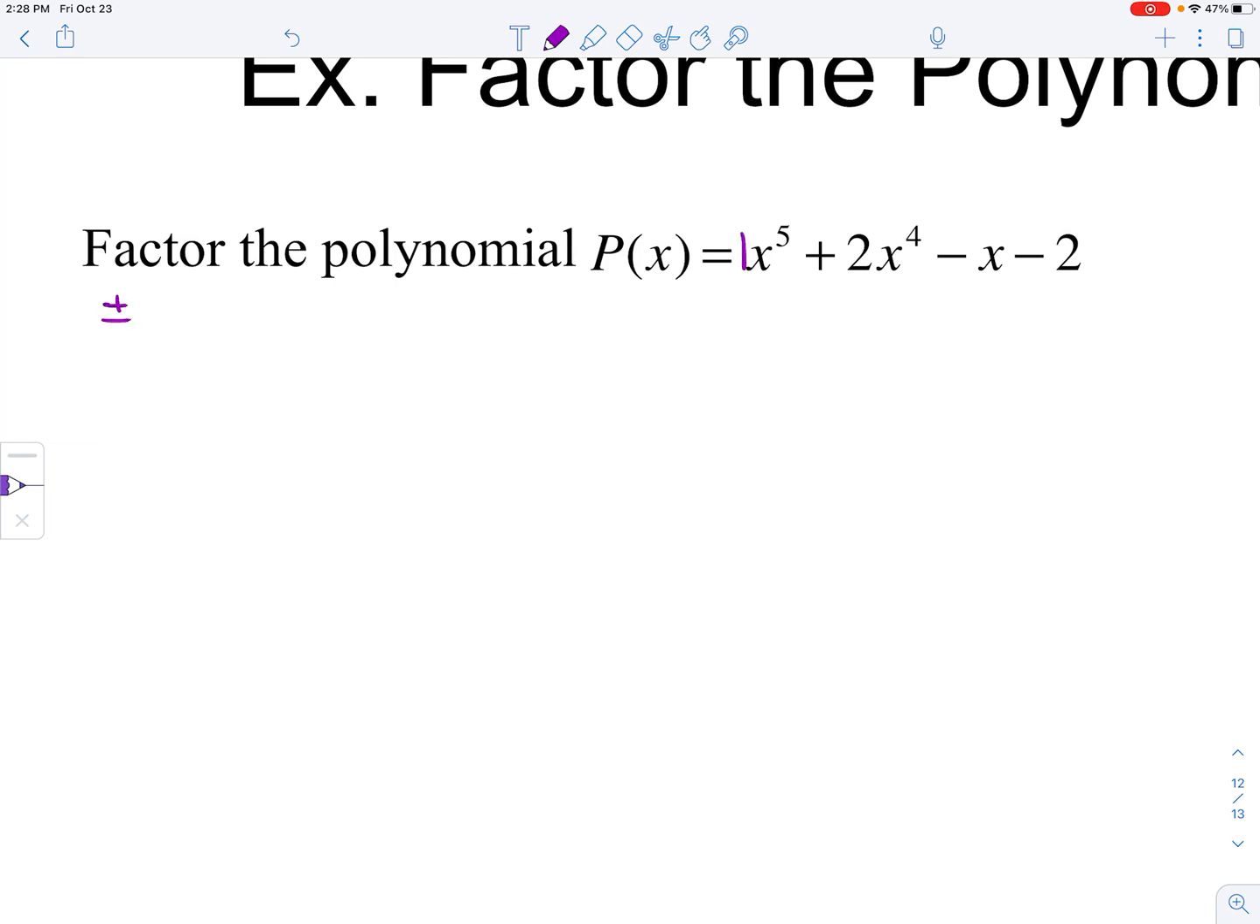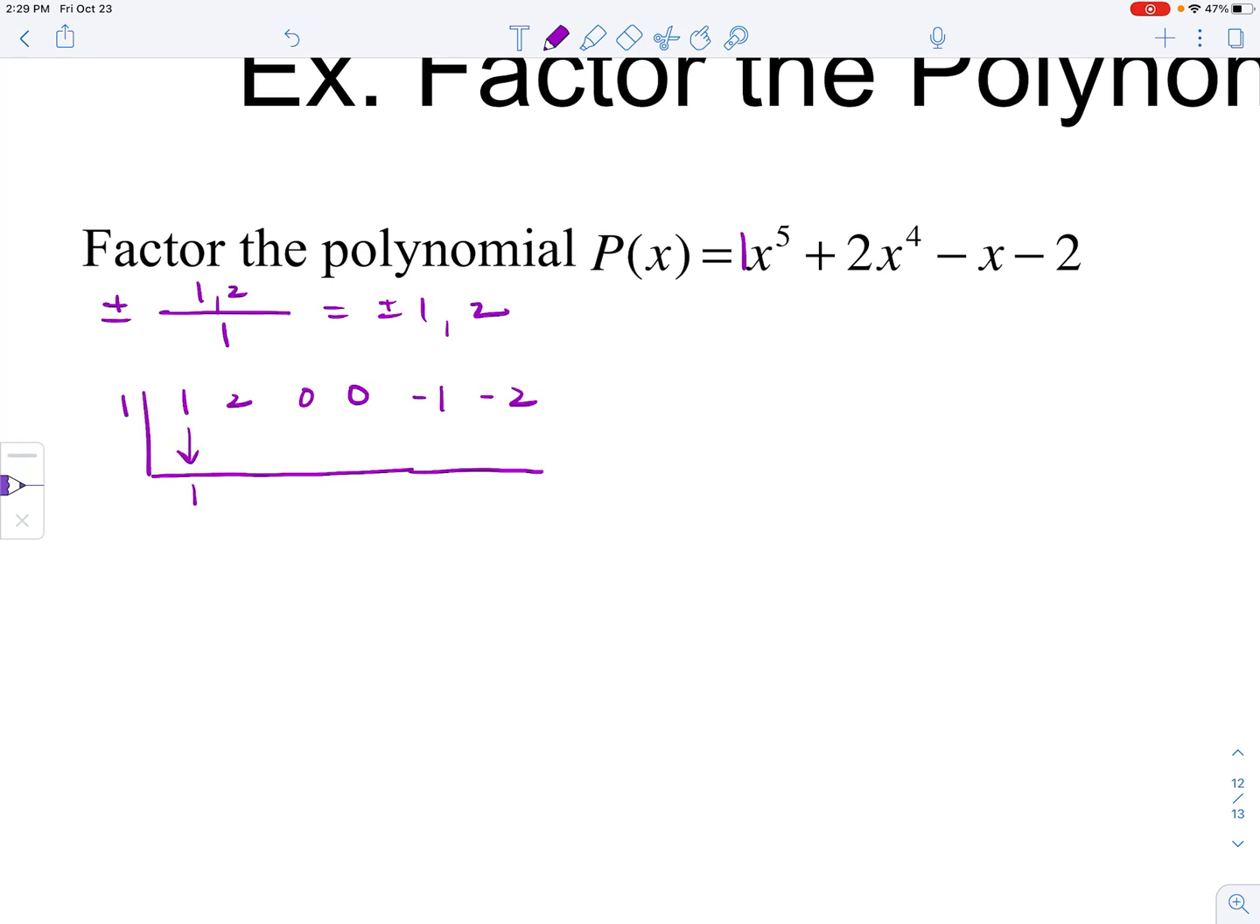So listing the possible rational zeros, leading coefficient is 1. The positive factors of the constant are 1 and 2. And then the leading coefficient is 1. So our possible rational zeros are plus or minus 1 or plus or minus 2. I'm going to check 1 first using synthetic division. Don't forget your placeholders for the x cubed term and x squared, the coefficients that are 0.